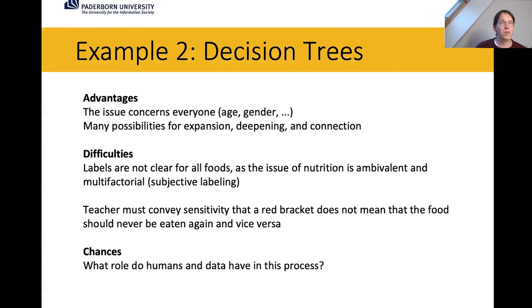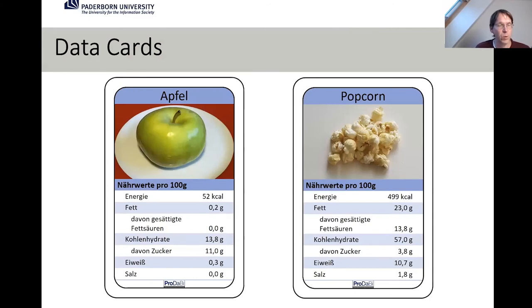It's about decision trees. We used food as a field to introduce decision trees. So maybe even in grade five, not maybe, they will be introduced in grade 5, 6, and probably with these data cards we invented. So you see here an apple and popcorn, and then you can think about what is a food you should eat and what's a food that's probably not so recommendable.